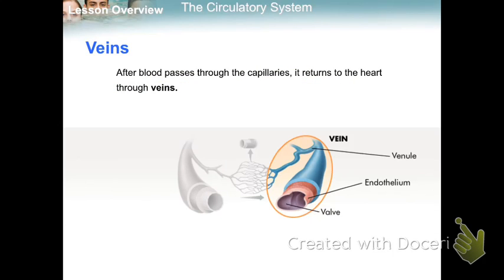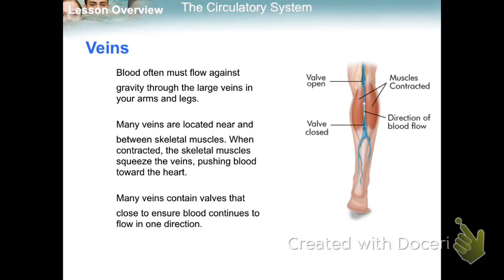After blood passes through the capillaries, it returns to the heart through veins. Especially in the legs or below the heart, blood has to flow against gravity through the large veins in arms and legs. Many veins are located near and between muscles. When muscles contract, the muscles squeeze the veins. That helps push blood towards the heart. Another reason that exercise, or being active, is a good thing. Also, veins contain valves, just like the heart does, to ensure that blood moves in one direction, back up to the heart.